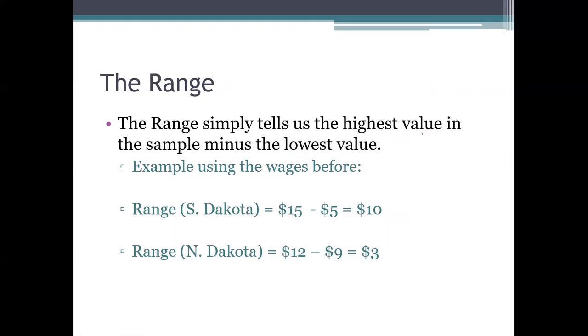The first thing here is the range. It simply tells us the highest value in the data set minus the lowest. So the range is just equal to the max value minus the lowest value in the data set. In South Dakota, the highest wage was $15 an hour minus $5 an hour. That range is 10. All this shows is that the max deviation in the data is a value of 10. In North Dakota, the highest value was 12 minus 9. The range is $3. That's it.